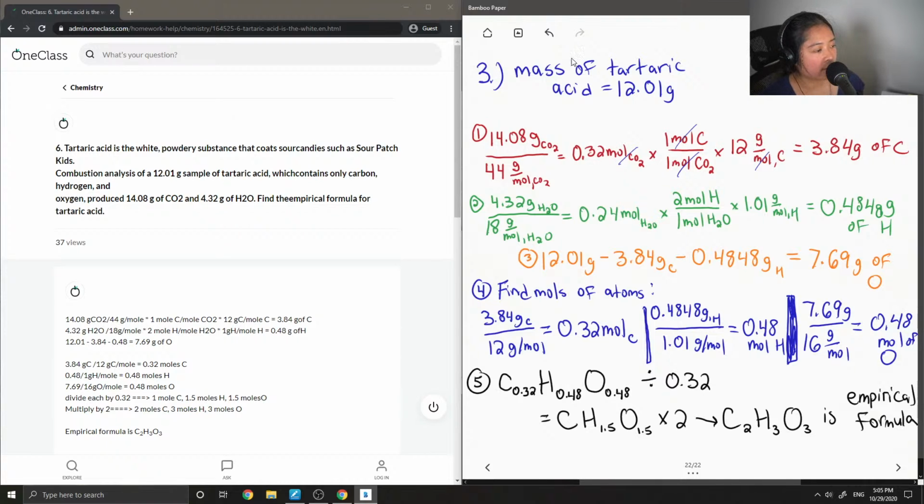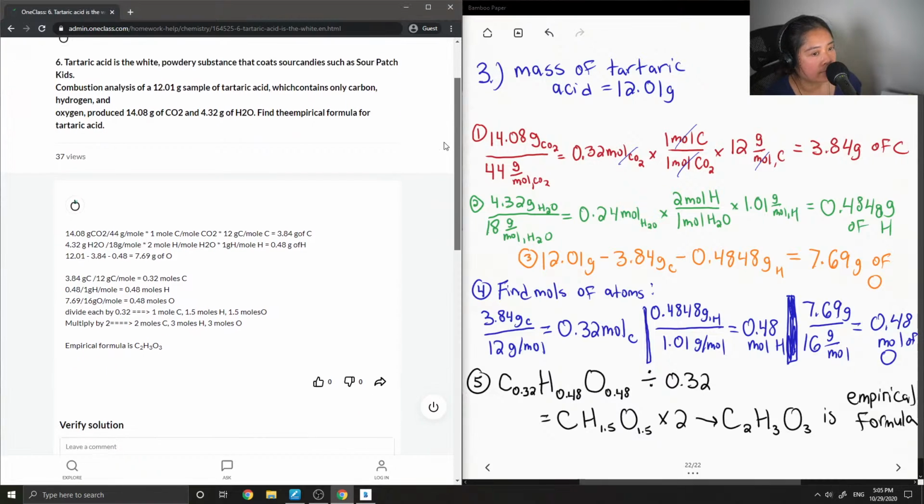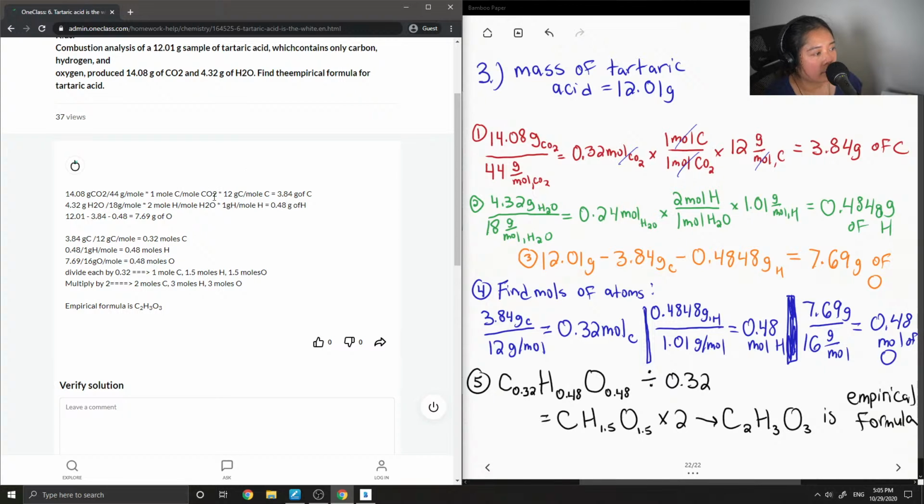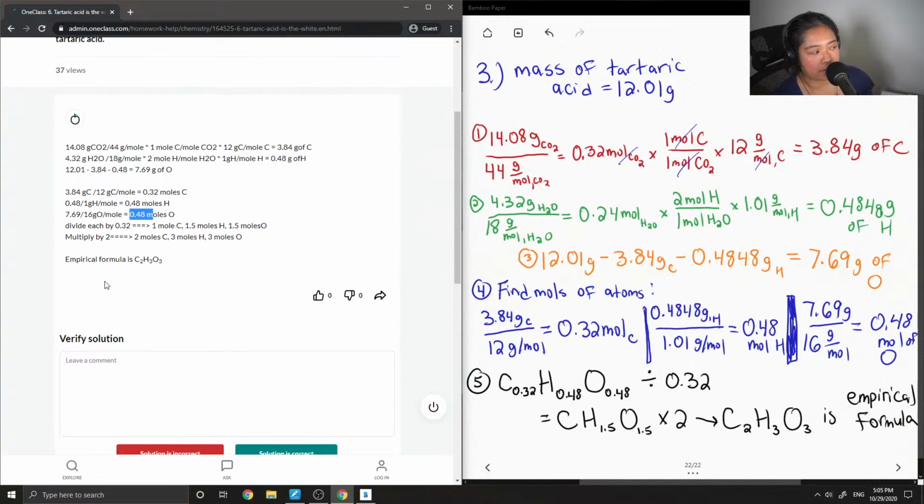Okay, so let's check out the answer from our junior tutor. They got all the grams of carbon, hydrogen, and oxygen. They got the moles, 0.32, 0.48, 0.48. They divided each by 0.32, and then multiplied by 2 to get C2H3O3. So this solution is correct.